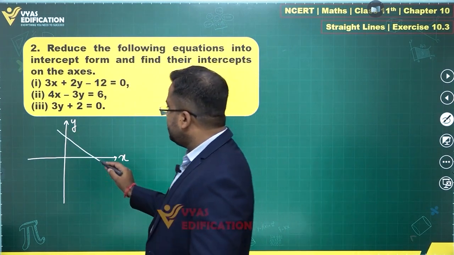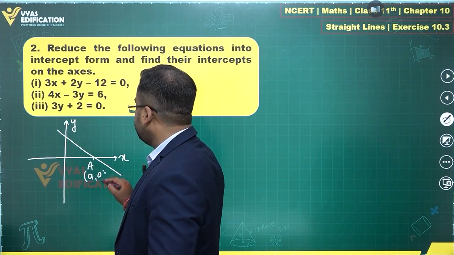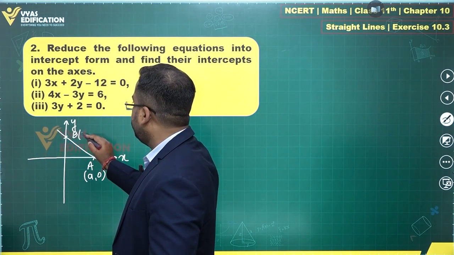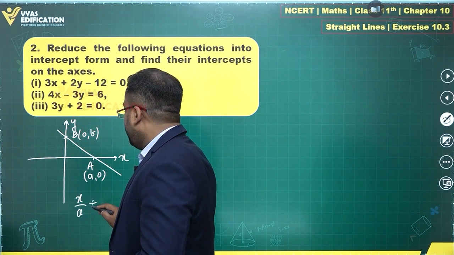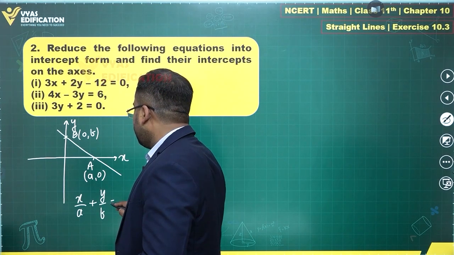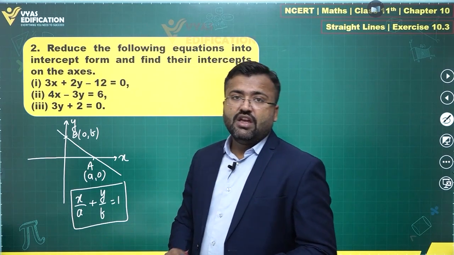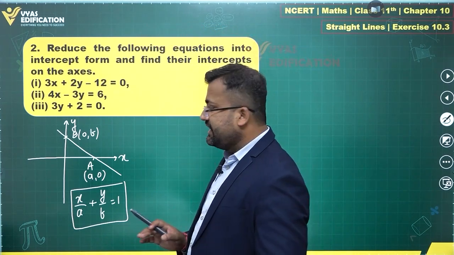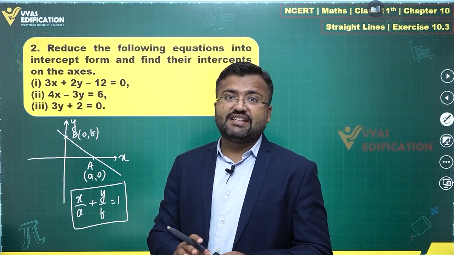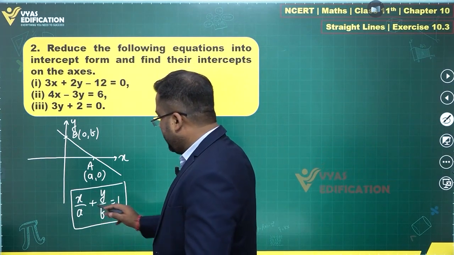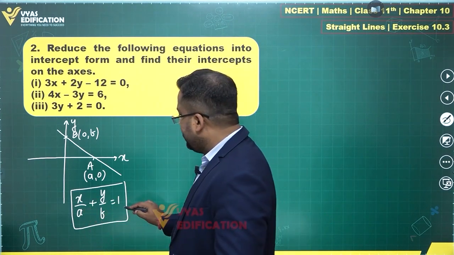If this is the x-intercept, point A having coordinates (a, 0), and this is point B having coordinates (0, b), then the equation becomes x/a + y/b = 1. This is the equation in intercept form. What's special about this equation is that all terms having x and y are on the left hand side. You have a plus x, a plus y, with something in the denominator, and on the right hand side you have a 1.